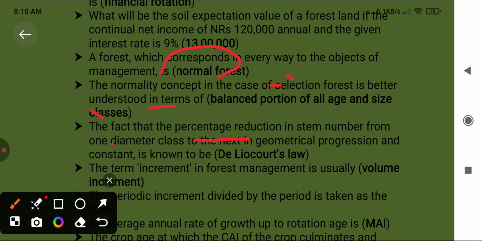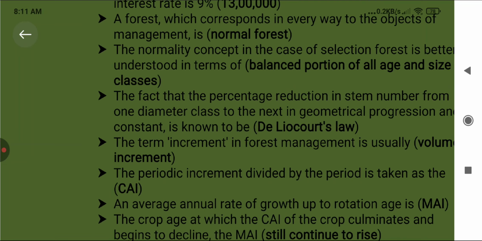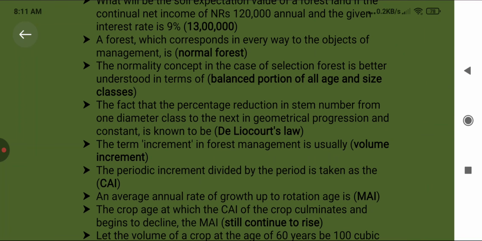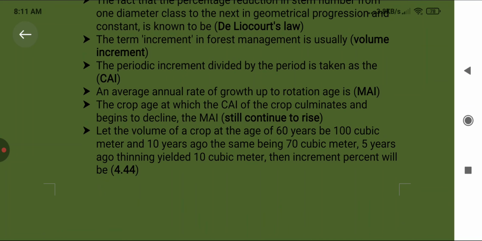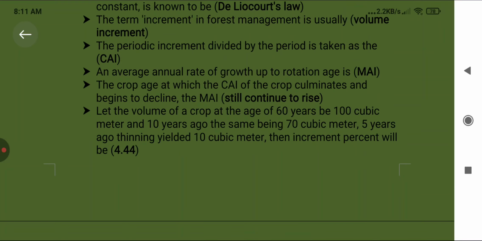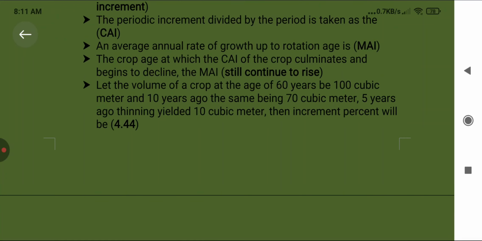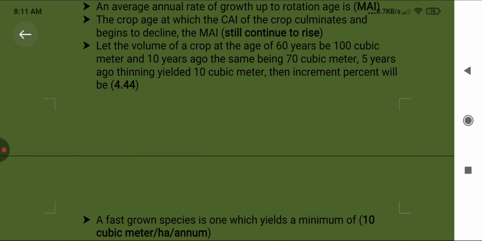The term increment in forest management is usually volume increment. The periodic increment divided by the period is taken as CAI, and the average annual rate of growth up to rotation age is MAI. At the crop age at which the CAI of the crop culminates and begins to decline, the MAI still continues to rise.